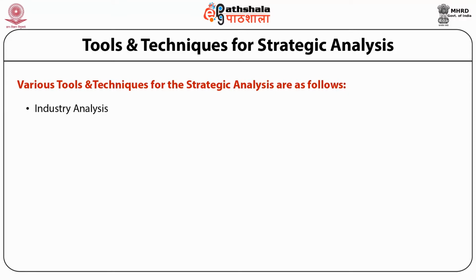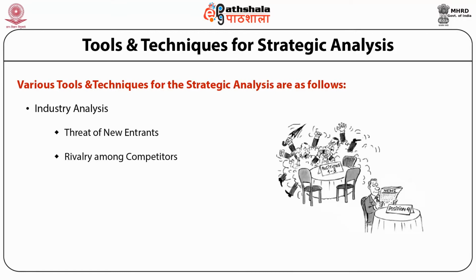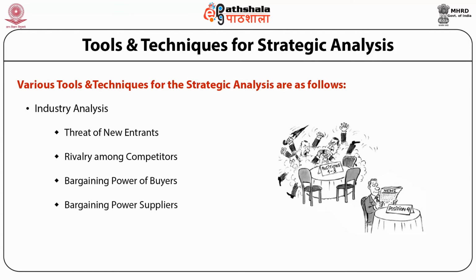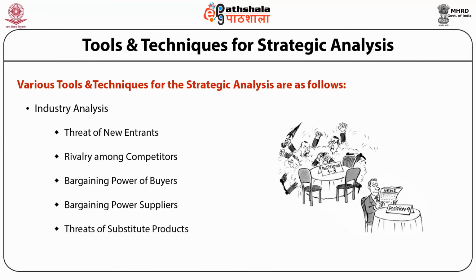A model has been proposed consisting of five competitive forces. The first is the threat of new entrants. The second is the rivalry among competitors. The third is the bargaining power of suppliers. The fourth is the bargaining power of buyers. And the fifth is the threat of substitute products.